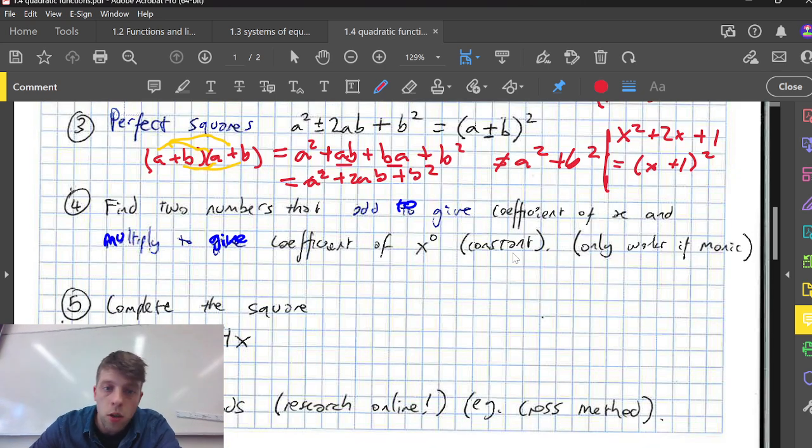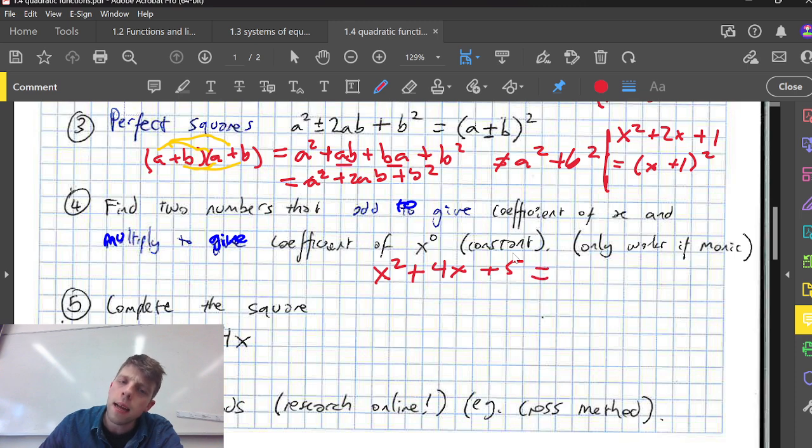Next method is find two numbers that add to give the middle number, and multiply to give the last number, the constant. This only works if we have a monic quadratic, which is to say that the coefficient of x squared is 1. So for example, if we have x squared plus 4x plus 5, what two numbers add to give 4, multiply to give 5?